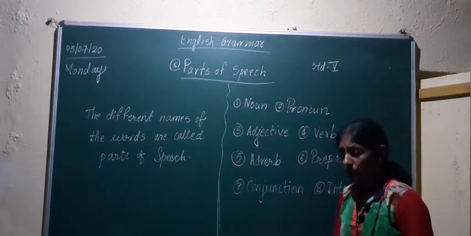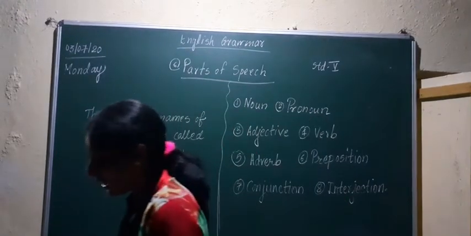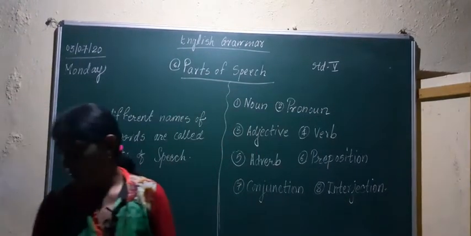Now adjective is what? The adjective is such a word which tells more about, which says something more about a noun.